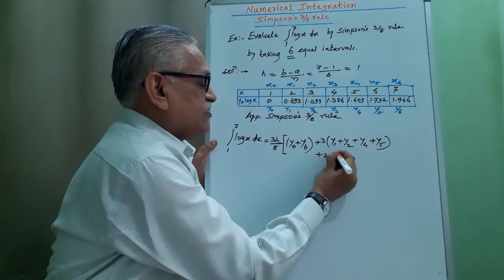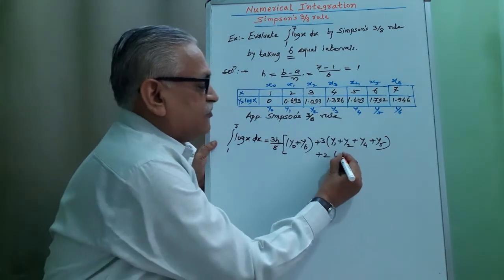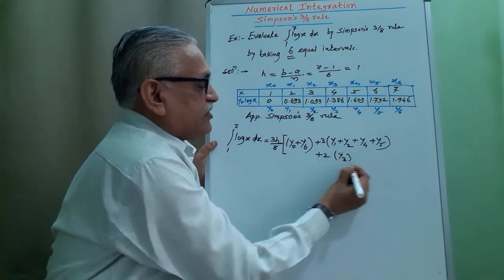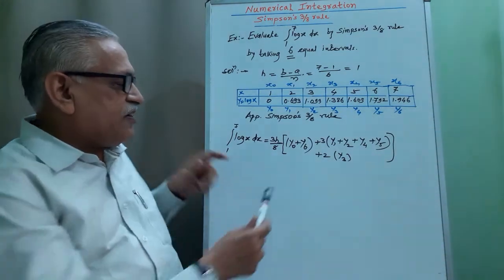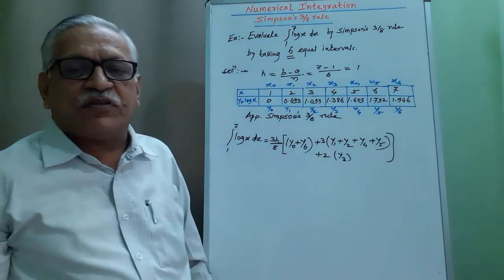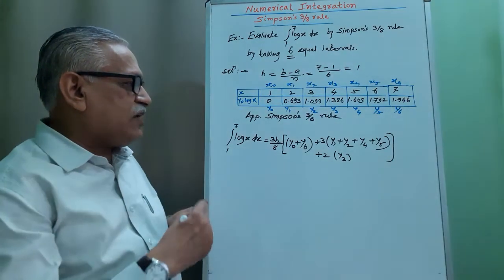Plus 2 times remaining value. That remaining value or neglected value is y3. Therefore, we write down 2 times y3. Therefore, whatever formula I have written is the formula for Simpson's 3/8 rule. The next step is we have to substitute the values with the help of the table.